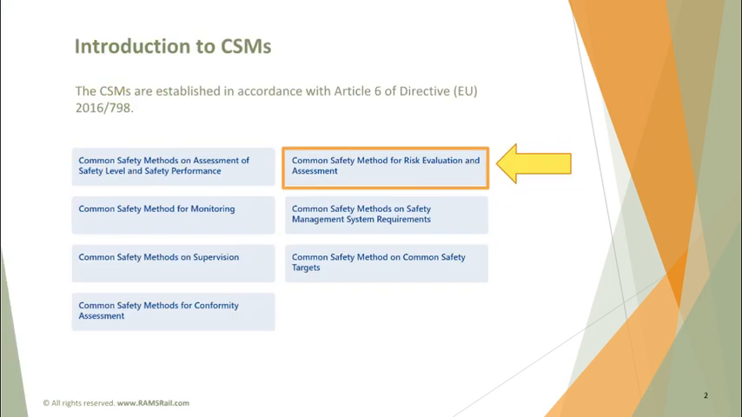The common safety methods are established in accordance with Article 6 of Directive 2016/798, also known as the Safety Directive. It is important to highlight here that there are up to 7 common safety methods, each of them having a different purpose. The most famous one at the railway industry level is the Common Safety Method for Risk Evaluation and Assessment, which is the main subject of this course. Whenever we refer to CSM in the following slides, we will refer only to this CSM.